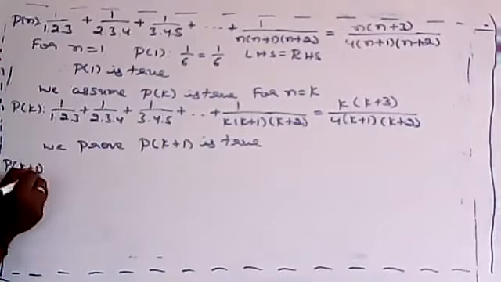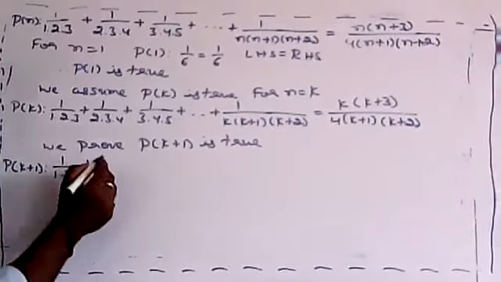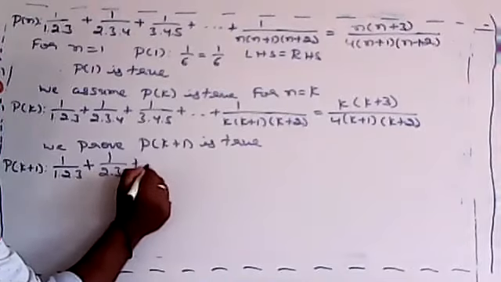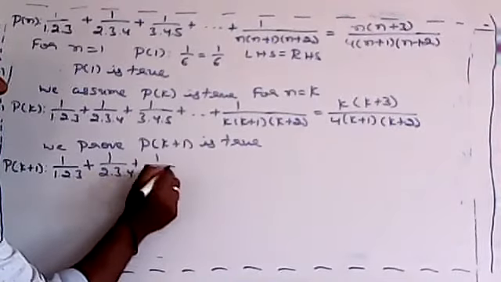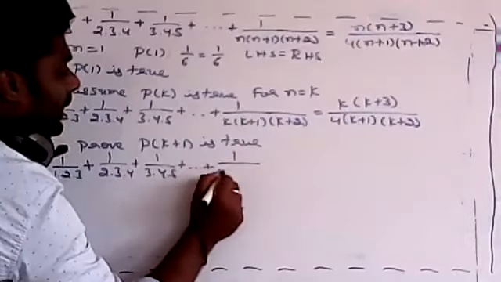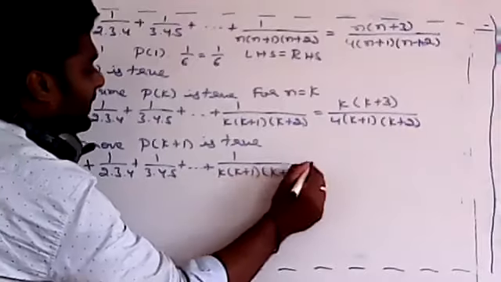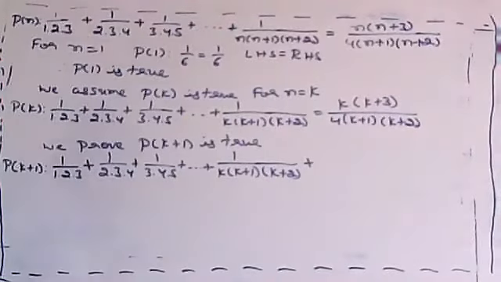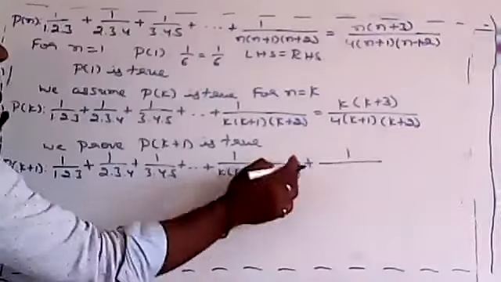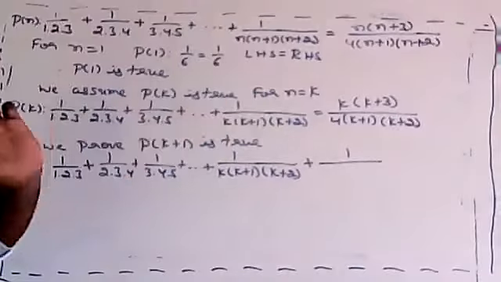So P of k plus 1: 1 by 1 into 2 into 3, as solved in the last class, 1 by 2 into 3 into 4 plus so on up to 1 by 3 into 4 into 5 plus 1 by k into k plus 1 into k plus 2. Okay, what is the k plus 1th term here? Yes, nice. Good, Prithvi. So just what you have to do, k plus 1th term we have to add on both LHS side as well as the RHS side.